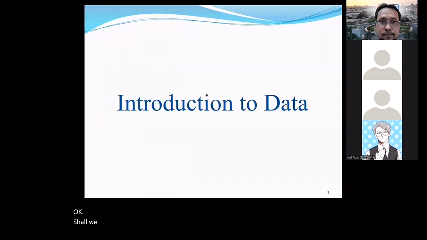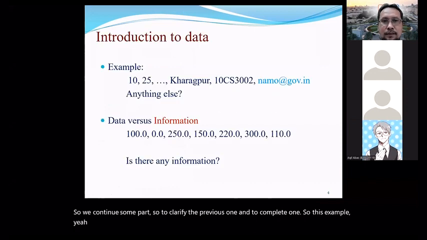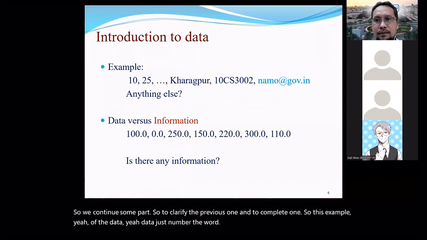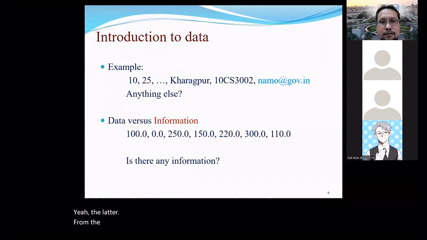We continue with some parts to clarify the previous one and complete it. So this is an example of data: data is just numbers, words, letters, from observation, collection, and so on.